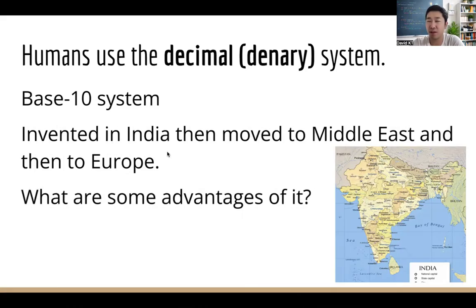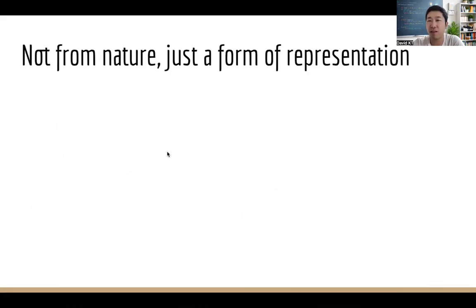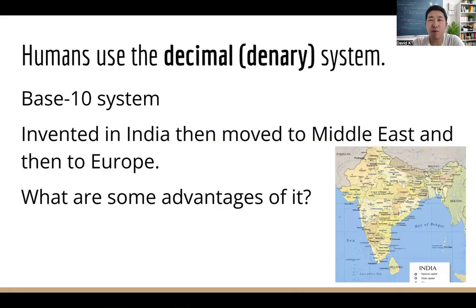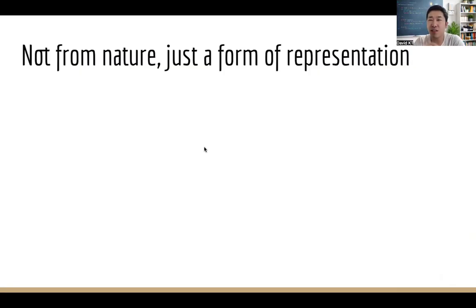So what are some advantages of it? Well, it's quite simple for humans. I mean, we have 10 fingers, right? So 10 is easy for us to understand and conceptualize. But actually, it doesn't exist in nature. Animals don't have any special concept of 10. This is just a form of representation that humans made up.